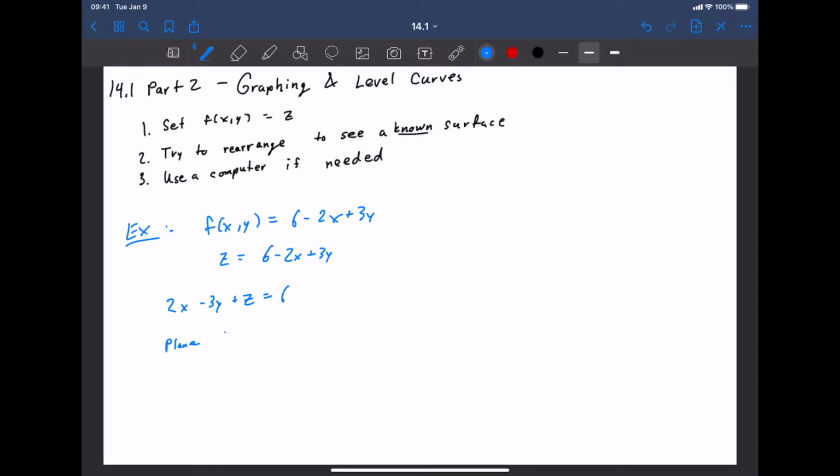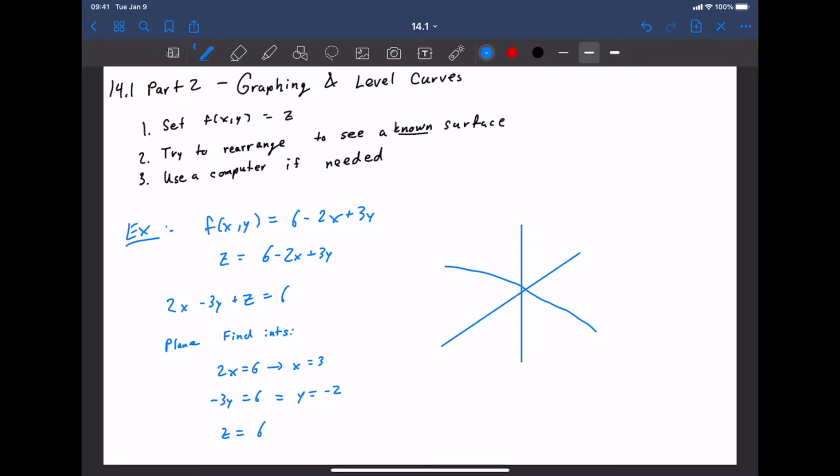And for planes, we can find the intercepts. 2x equals 6. X equals 3. Negative 3y equals 6. Y equals negative 2. Z equals 6. Done. And we're just going to try to give this a graph and see what it looks like. Wow, that was a bad line. And it was such a bad line, it made it into a curve. Yikes. Okay, well, there we go.